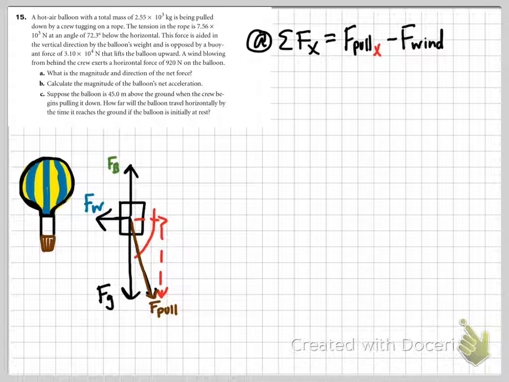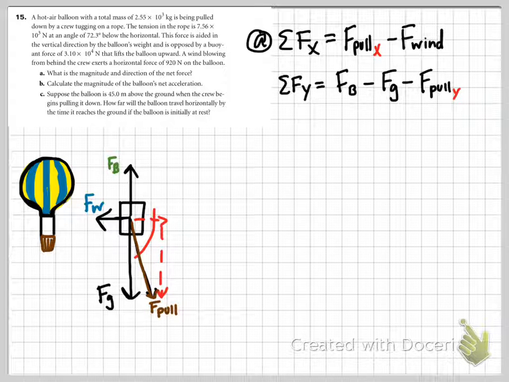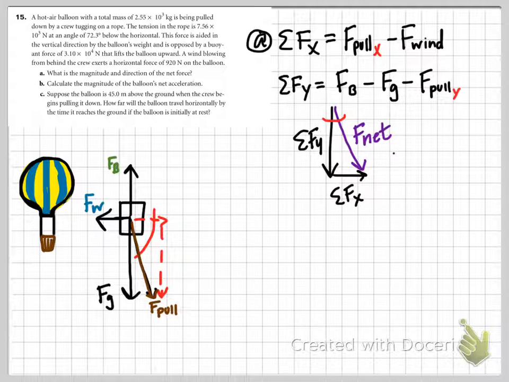So we find the sum of forces on the x-axis: force of the pullers, or force of tension on the x, minus the force of the wind because they're in opposition. And the sum of forces on the y-axis: buoyant force minus force of gravity and force of the pullers on the y. Well, once we do that, we've got two legs of a triangle, so it's down to Pythagoras. Don't forget, you've not only got to find your net force, you also have to find theta. That's going to become really important in just a minute.